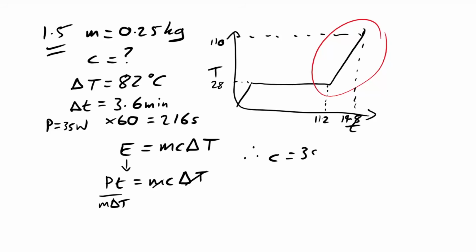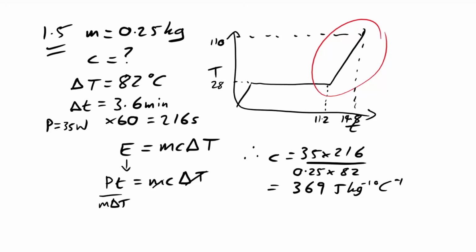So that's going to be our power of 35 times our time of 216 divided by the mass, 0.25, times our change in temperature, 82. And that gives us 369. Well, the unit is going to be joules per kilogram per degree C or per Kelvin. Oh, we've been asked for the units as well. There we go. You would actually get the mark for that, but let's go with per Kelvin instead. Doesn't matter though, you get the mark either way. If you go to 2 sig figs, that's 370.